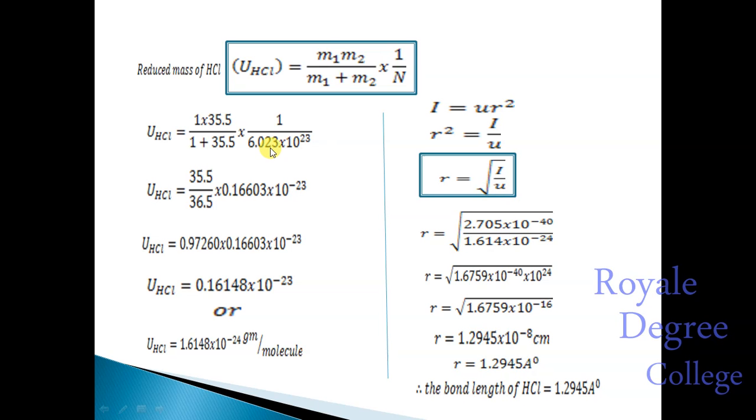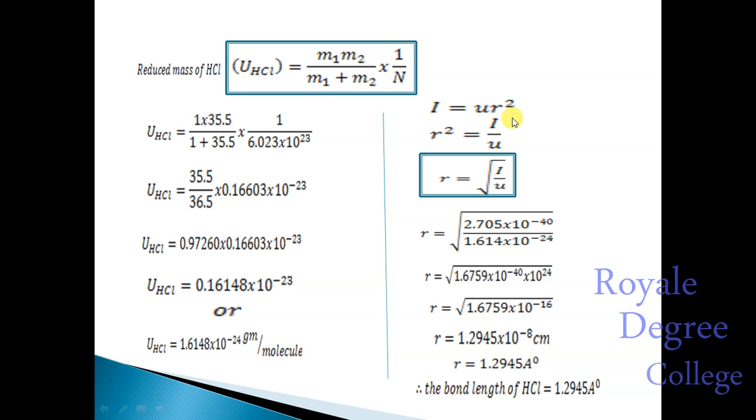Now, what we are doing? We are bringing this 10 to the power 23 to the numerator, so it will become 10 to the power minus 23, and we are dividing 1 by 6.023, so we will get the value as 0.16603. Now, in the next step, we are dividing these both values, so you will get 0.97260 into this value. Then we are multiplying these both values, so you will get at last mu HCl equal to 0.16148 into 10 to the power minus 23. Or we can write it in this way also, 1.6148. If we bring this point one digit to the right hand side, one number will increase here, 10 to the power minus 24 grams per molecule.